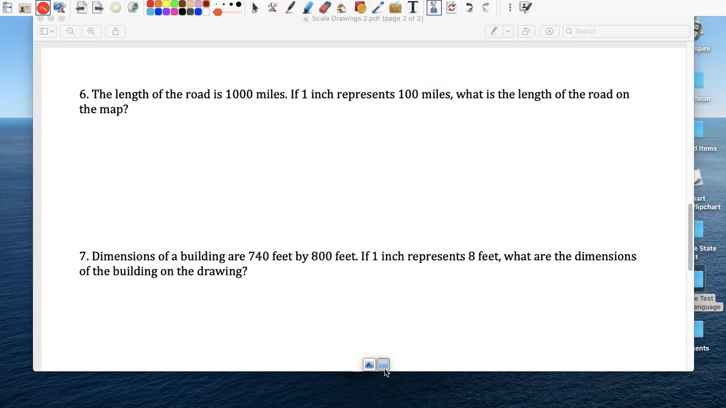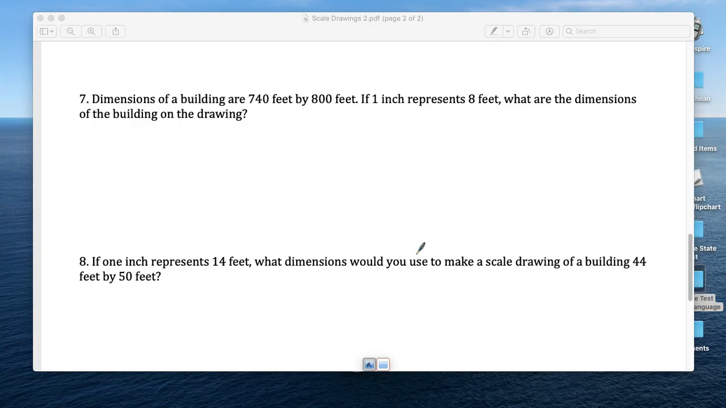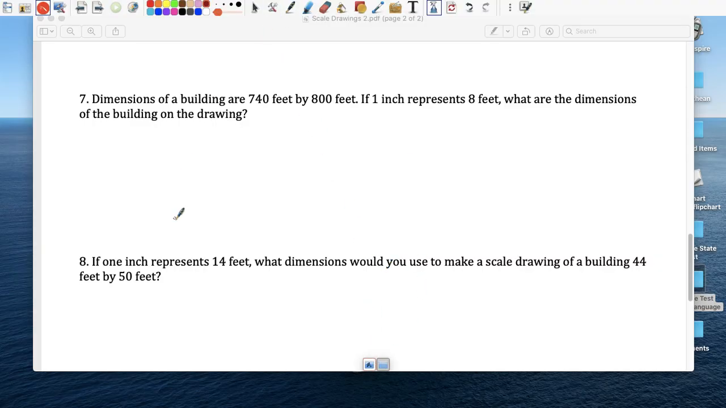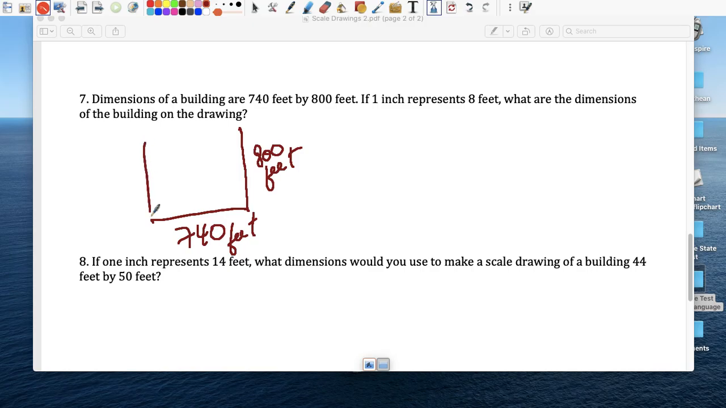Last question. Another building question. We have a building that is 740 feet going this way and 800 feet going that way. If you were to draw that building, how many inches would be 740 and how many inches would be 800 feet? Like a previous problem we did, what's our given scale? Let's do one at a time. Let's do 800 feet first.